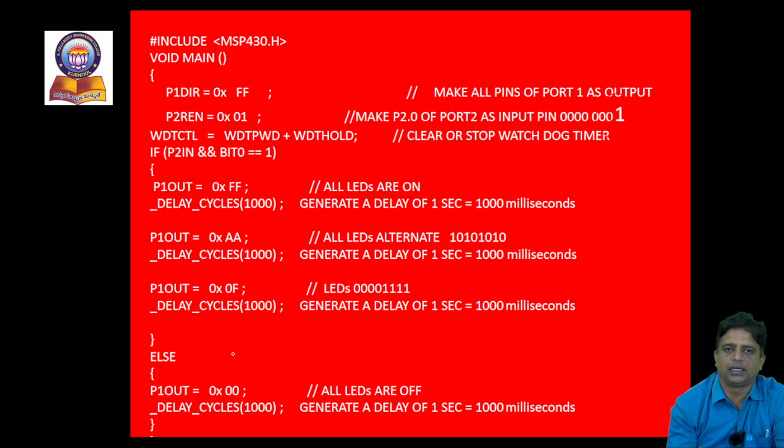So if P2.0 has read, then glow the LEDs all at once, then alternatively blink them, then blink them in a given pattern of 4 on and 4 off. Repeat this operation until the switch is in a pressed condition. Once the switch is off, or some sensor in place of the switch is removed, then switch off the LEDs in the given arrangement.